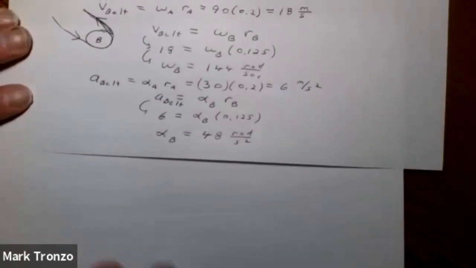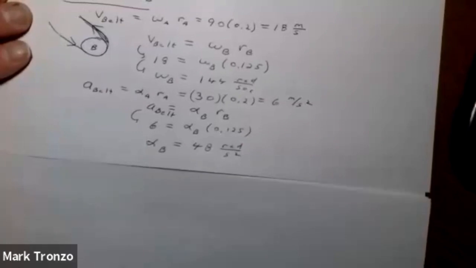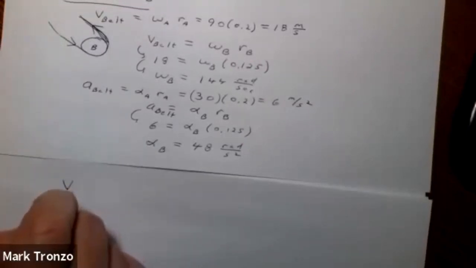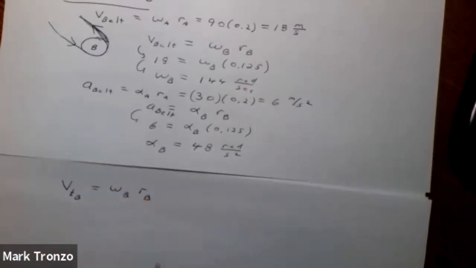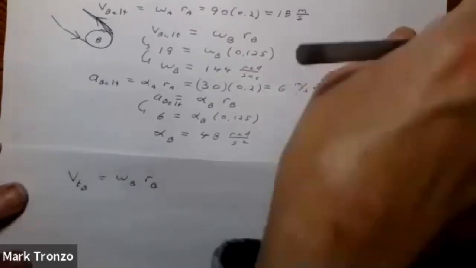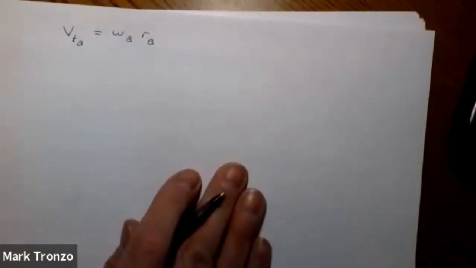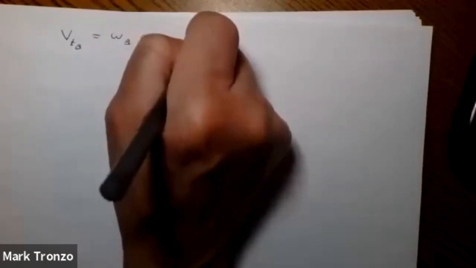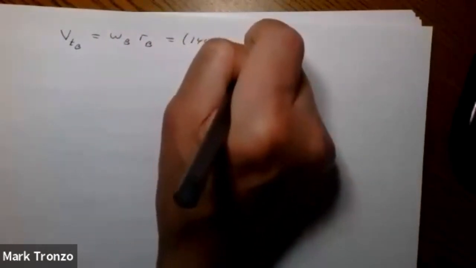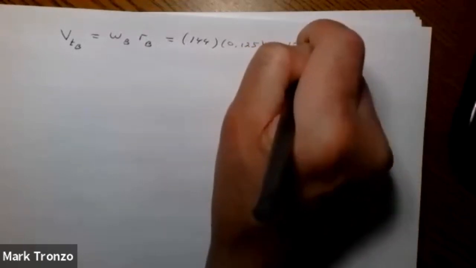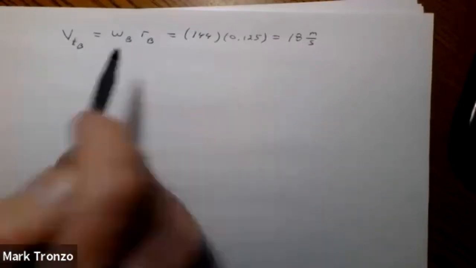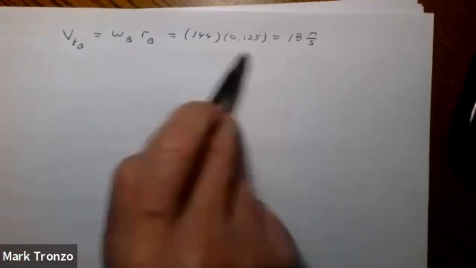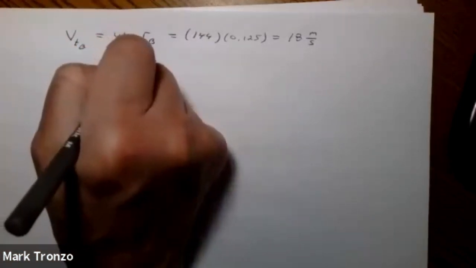So we can say the tangential velocity of B is going to be omega B times the radius of B. And that's going to be our 144 times 0.125. That's going to be 18 meters per second. I guess we didn't really even have to calculate that, did we? Because the belt goes right around B, so it would be the same as the belt velocity. Let me just note that.